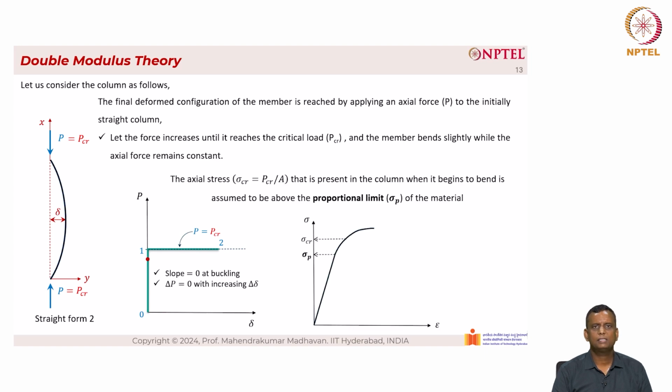The axial stress sigma critical, equal to P critical by A, that is present in the column when it begins to bend is assumed to be above the proportional limit sigma sub P of the material. So when you increase the load beyond sigma critical, the loading is governed by E sub T, which is the tangent modulus. However, when you unload it, it is governed by the Young's modulus E.